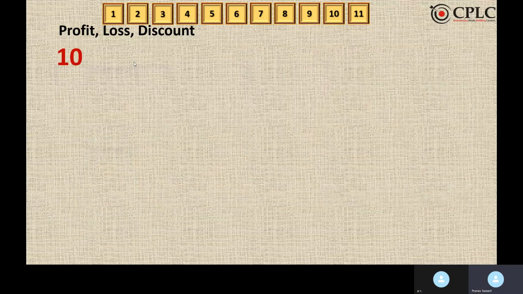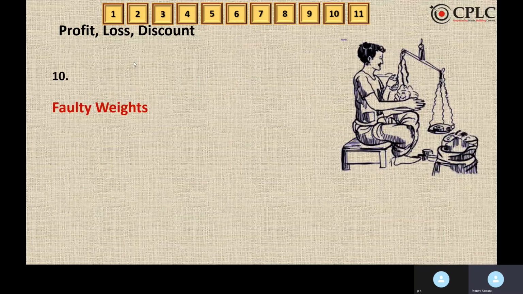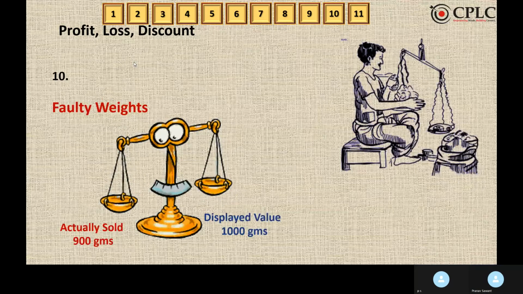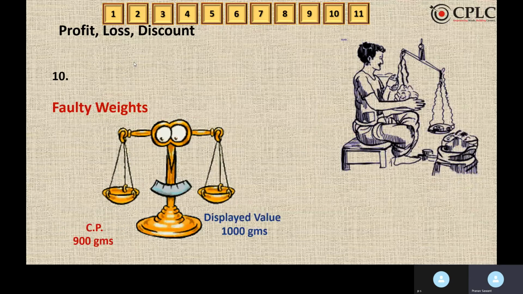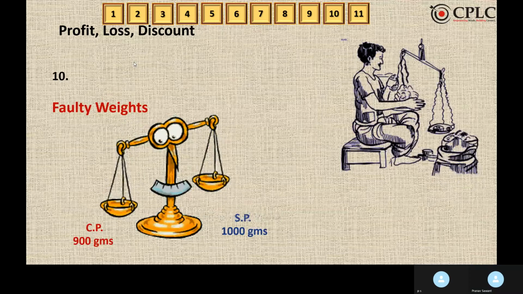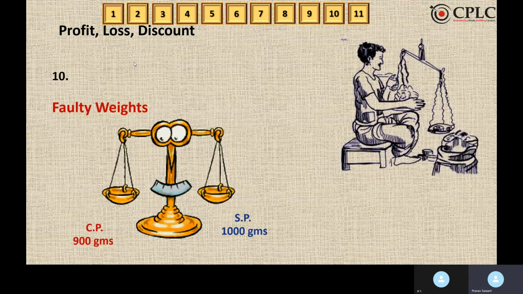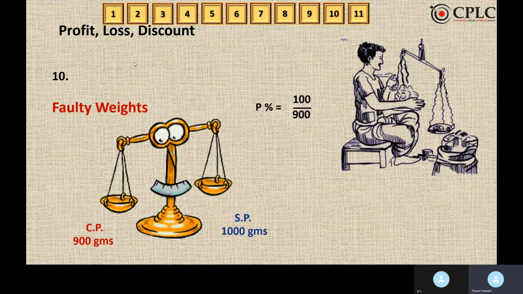A grocer claims to sell his goods at cost price. However, he uses 900 grams weight instead of 1 kg. Find his percentage profit. Over here, actually he is selling 900 grams, but the displayed value is 1000 grams. Remember one thing, that actually sold will always be cost price and displayed value will always be selling price. So cost price is 900, selling price is 1000. It's a profit of 100 rupees. By applying the profit percent formula, we'll get 100 upon 900 into 100. That is 11.11% profit.